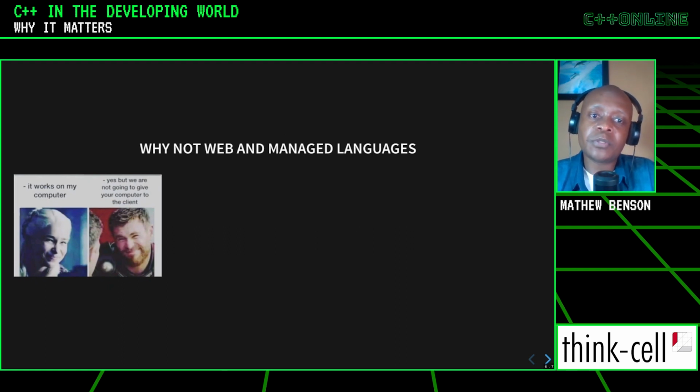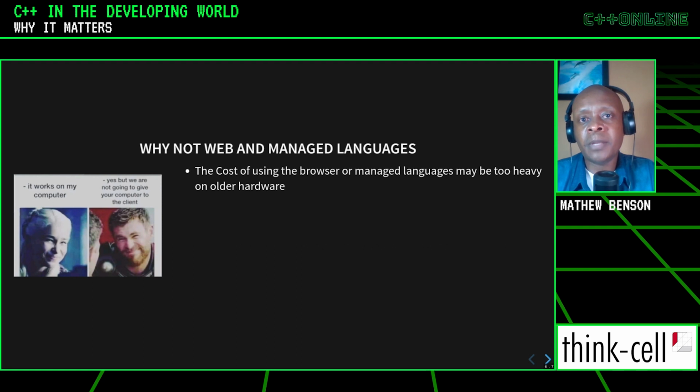So just to touch briefly on why I think C++ and the native language are very, very important. We must always consider that a large portion of our potential users may not necessarily be using what we have access to, say as developers or in the corporate world. The regular person needs performance, but at a very low cost. And I think that the cost of using a browser or managed languages may be too high.